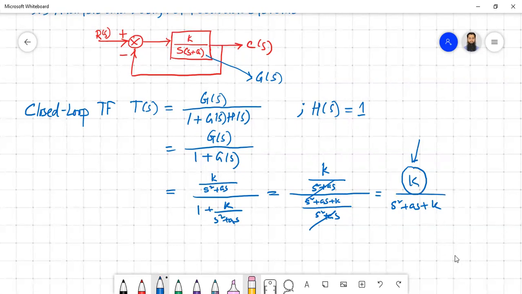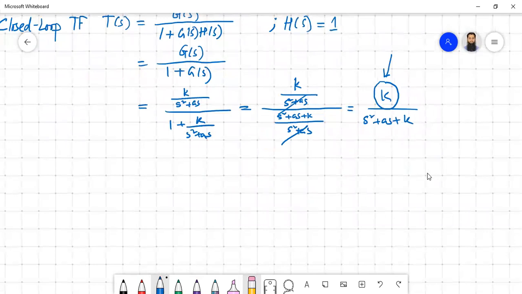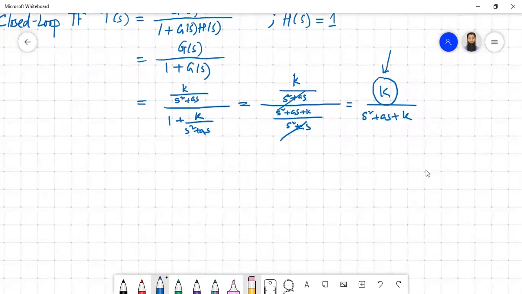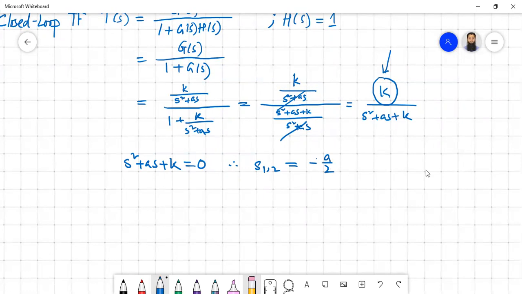And what are the roots of this system? As we know, the properties of the transient response that we expect are generated from the roots. So if you set S squared plus AS plus K equal to 0, this will give you the two roots: S1,2 equals minus b by 2a, that is minus a by 2, plus or minus the square root of b squared, that is a squared minus 4K, divided by twice a, that is 2. Okay, so this is the formula.